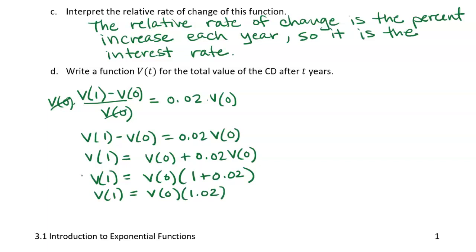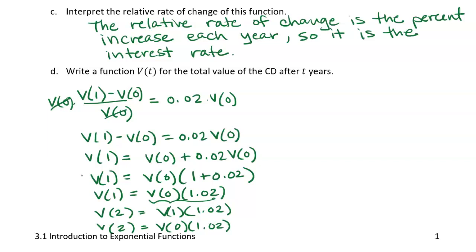Now when I want V2, I can do the same thing as I did up here. I can rearrange it, and I find that V2 is equal to V1 times 1.02. But I can substitute V1 with the expression I've got here. So V2 is equal to V at 0 times 1.02, because that is V at time t equals 1, and then that's times 1.02. So you can see I basically get V at 0 times 1.02 squared. And I can keep doing that.